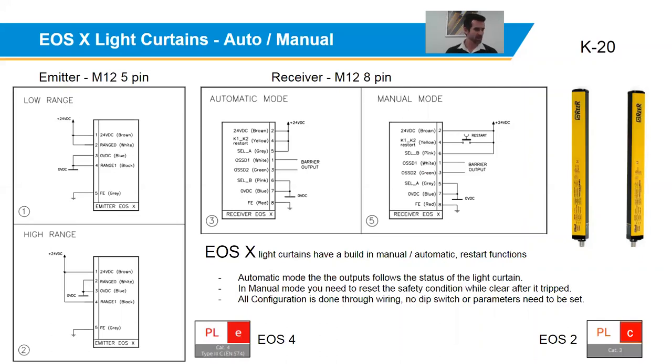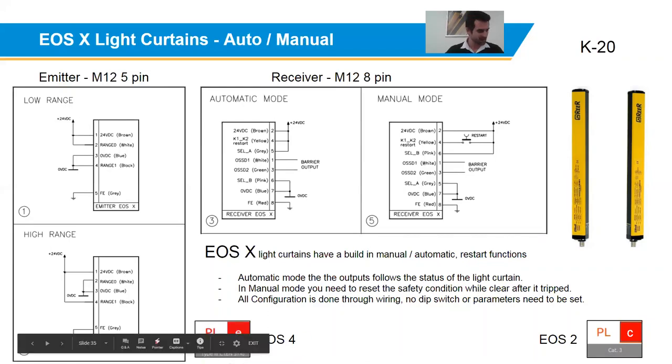A lot of people that I've spoken to about the light curtains don't understand that they have built-in automatic or manual start and restart options. So often you don't need an extra controller to do this type of interlocking or start or restart. It's actually built into the light curtain. As you can see from the drawing, by a simple bridge or push button, you can choose between those two options. And on the emitter side, also by bridging out or leaving open a certain input, you can choose between a low range or a high range. If you notice, the light curtains have selectable ranges, either 4 or 12 meter or 3 or 6 meter, depending on the spacing of the curtain themselves.